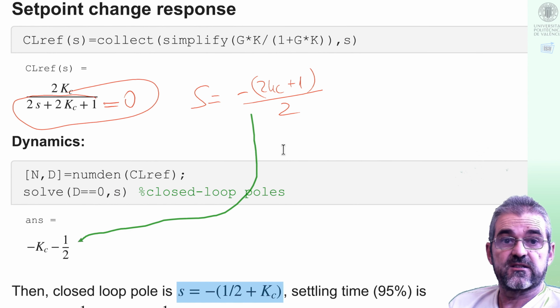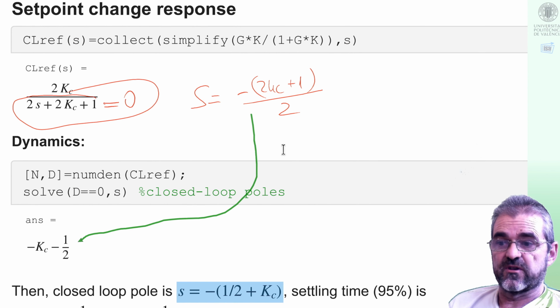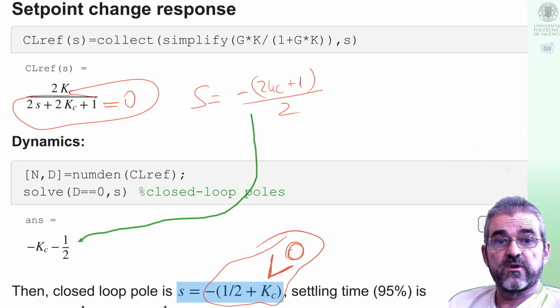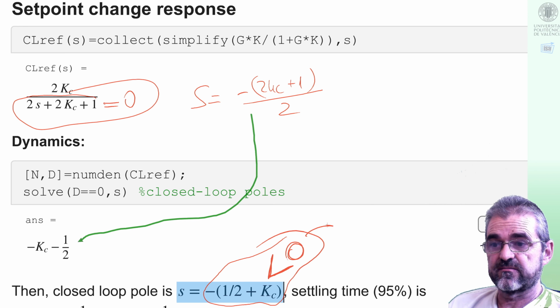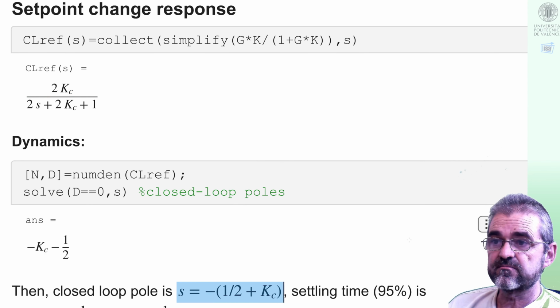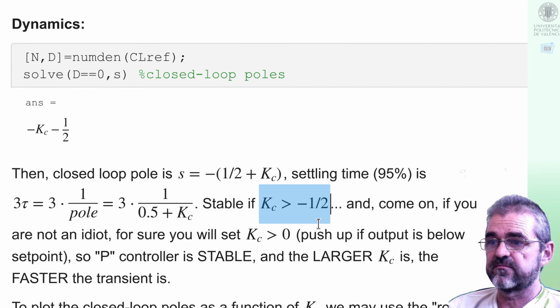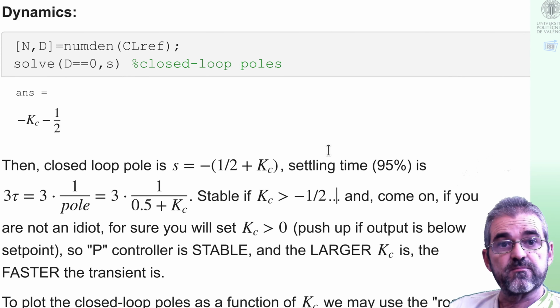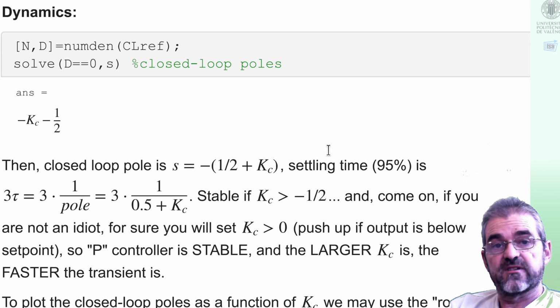And now, well, let us analyze first stability. For stability, this thing must be strictly less than 0, and that will happen if Kc is greater than -1/2. So that will be the stability condition, and then here I have it written. But, well, come on, I mean, my process has a positive gain, which means that in order to move my process up, I need a positive input.